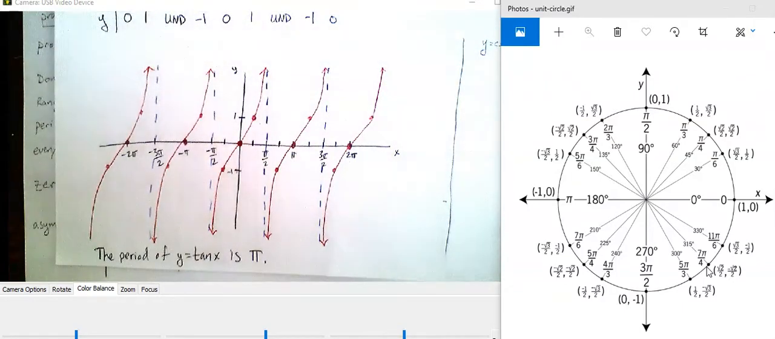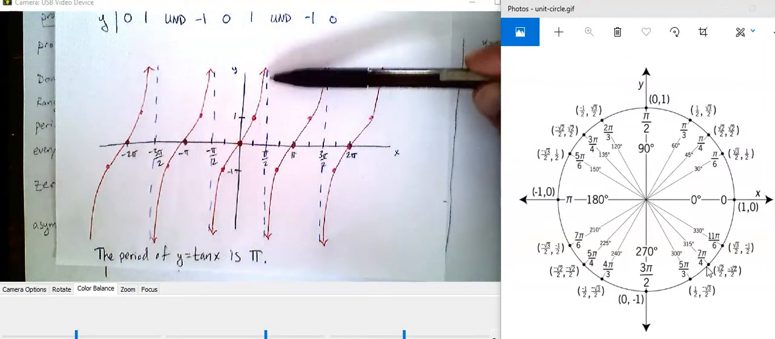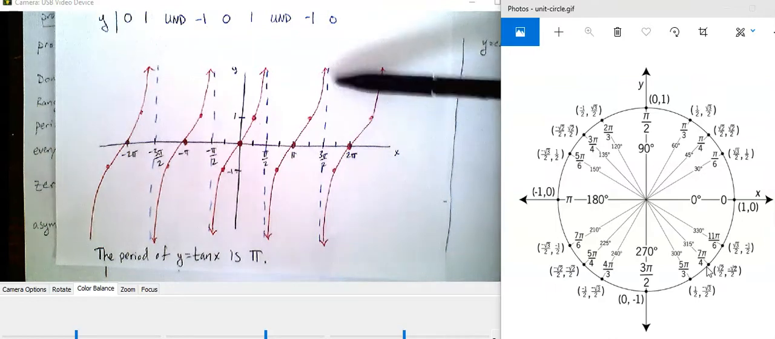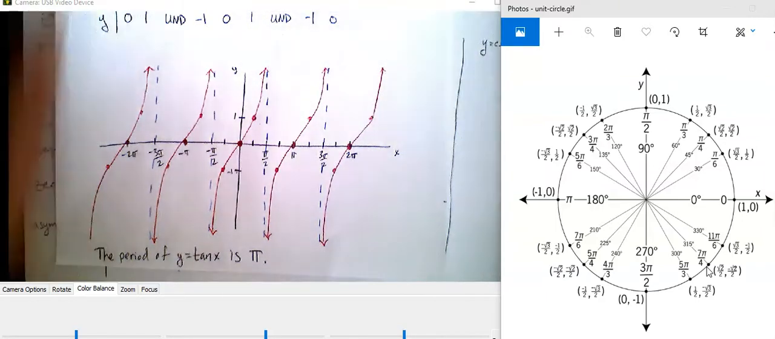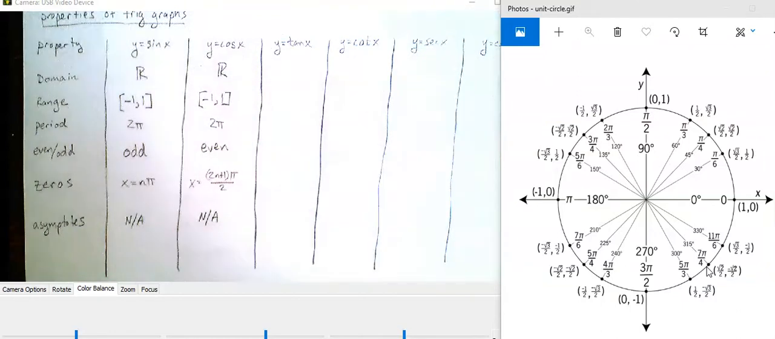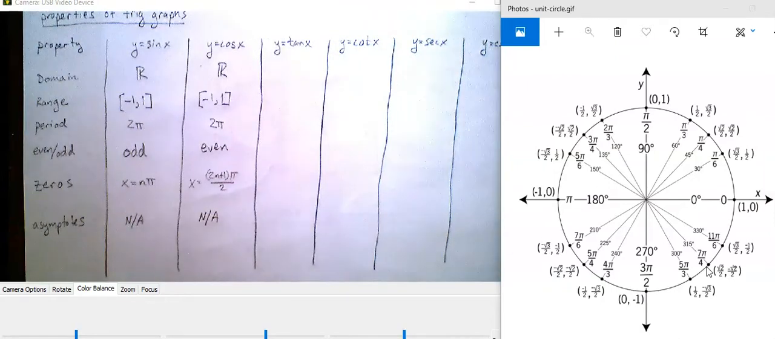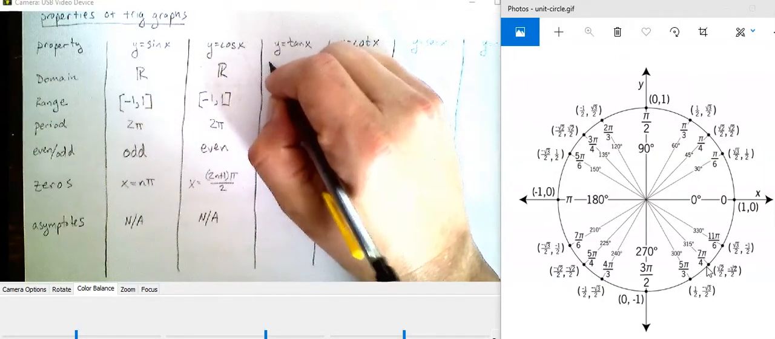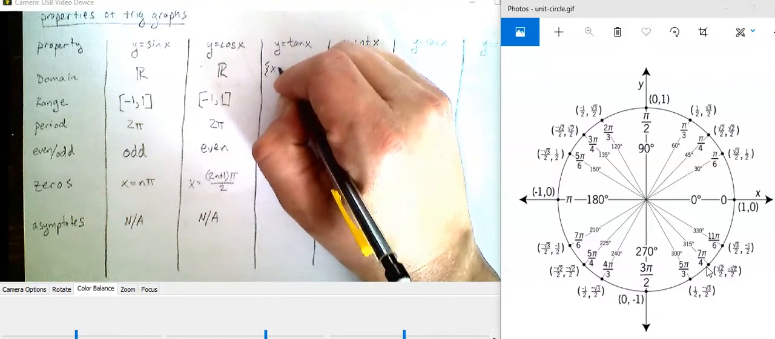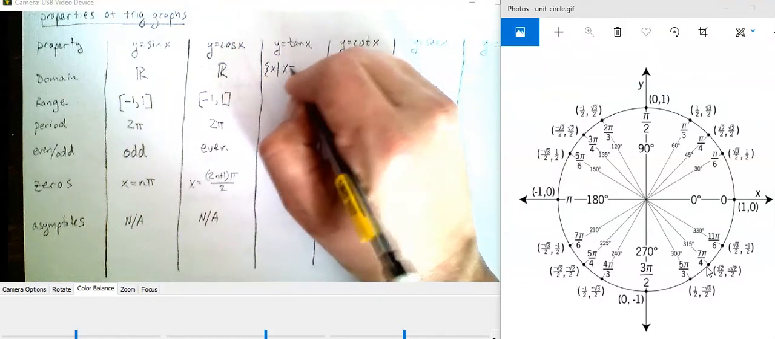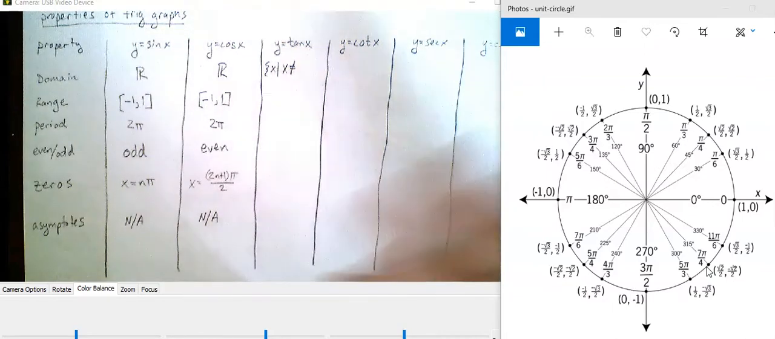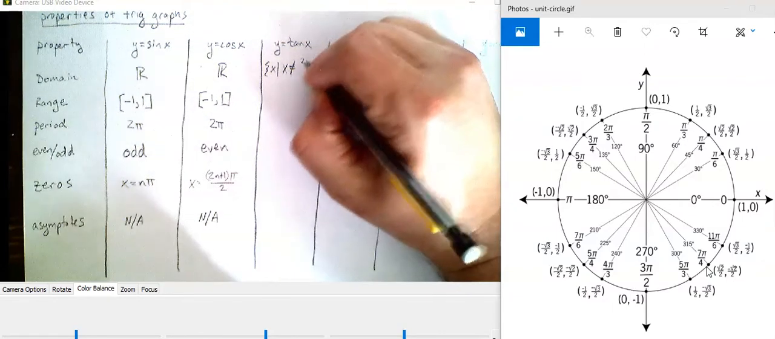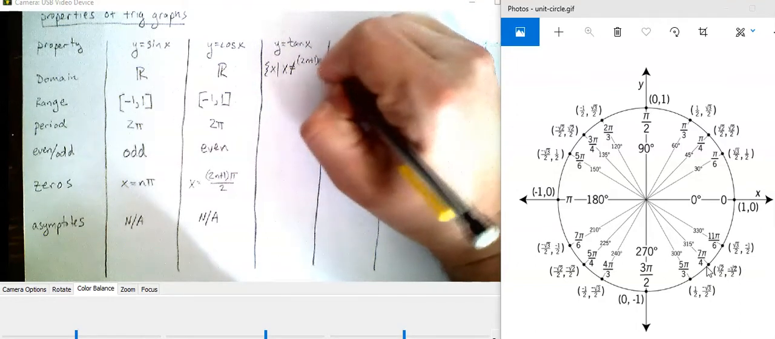Is the domain all real numbers, like sine and cosine? Well, no, it's not, right? It can't have x values at the odd multiples of pi over 2. So here's how we're going to do the domain for that. We're going to do it in set notation. So we'll say that x such that x is not equal to any odd multiple of pi over 2. So (2n plus 1) pi over 2.